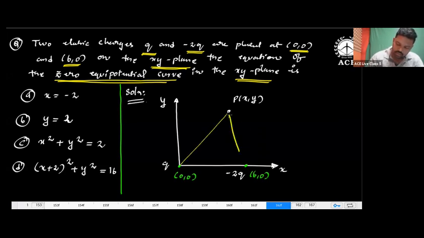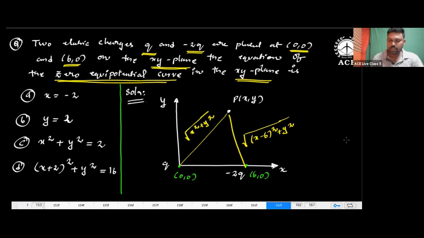What is the distance from here to here? And from here to here? It is the square root of x square plus y square. What is the distance from here to here, beta? The square root of (x minus 6) whole square plus y square. Clear, beta? So find the potential at particular point P and make that equal to 0.